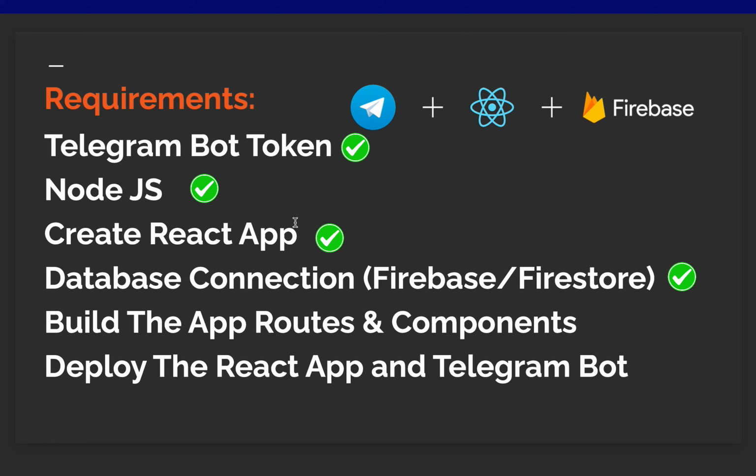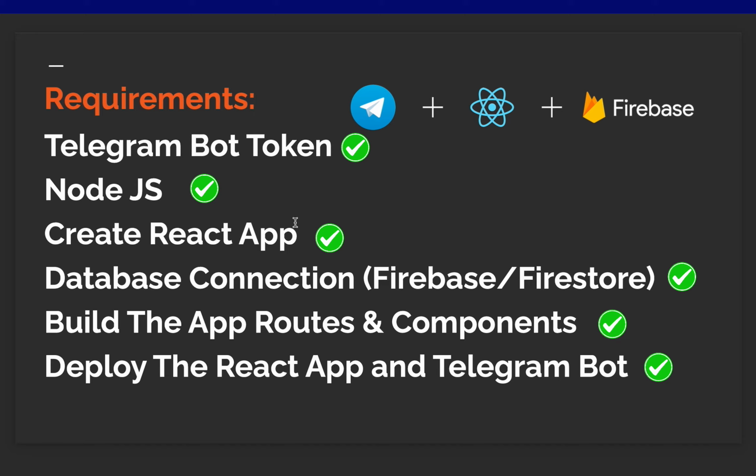In my case, I simply used the Firestore database option provided by Google Firebase. After your database is ready, then you can proceed to create app routes and components for your app. After building all the features you need, you can then proceed to deploy your React app and your Telegram bots separately, so you can be able to handle them efficiently while they are on live servers.